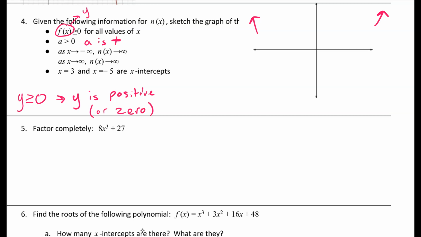So it has x-intercepts at 3 and negative 5. So let's see, 1, 2, 3, 4, 5. This one right there. And 1, 2, 3 right there. I think that's enough information to sketch this now, but you might be considering, well, is it going to pass through these roots, or is it going to bounce at these roots?